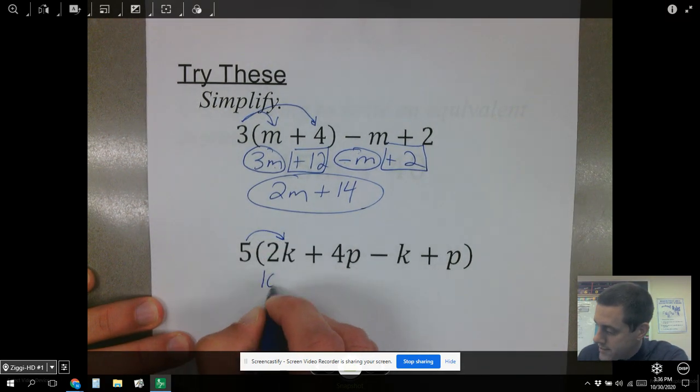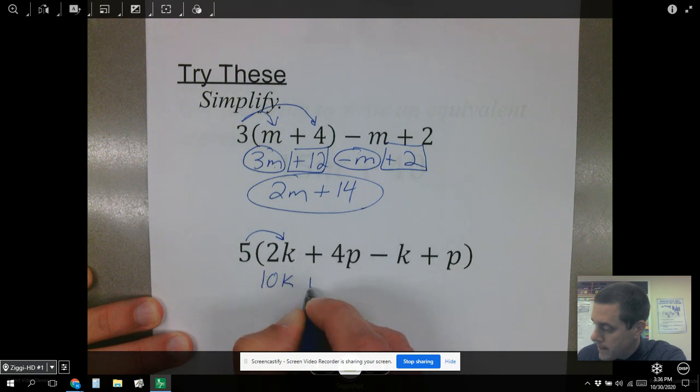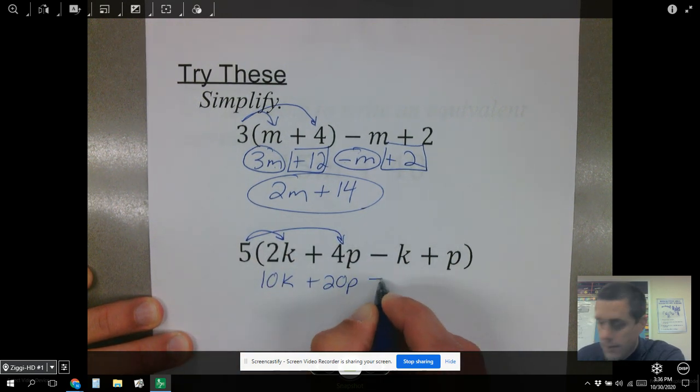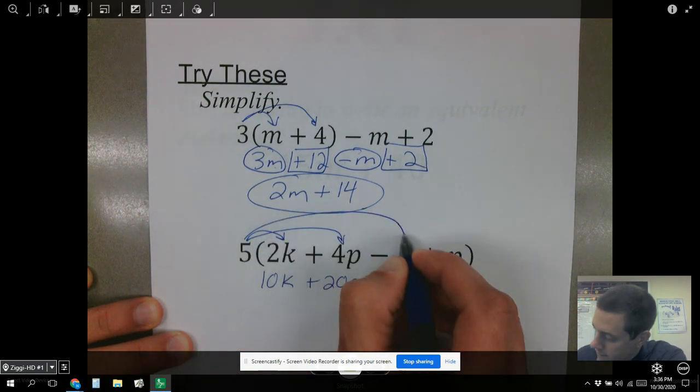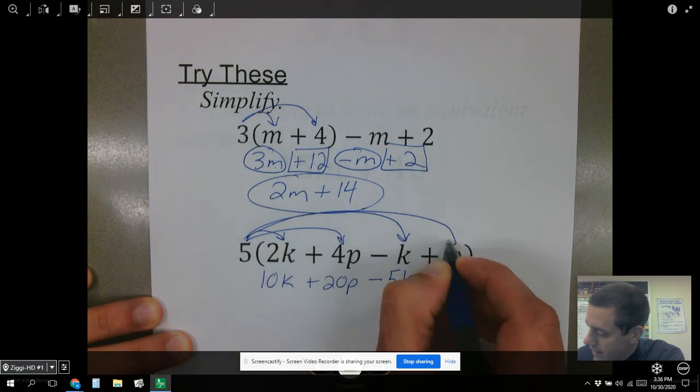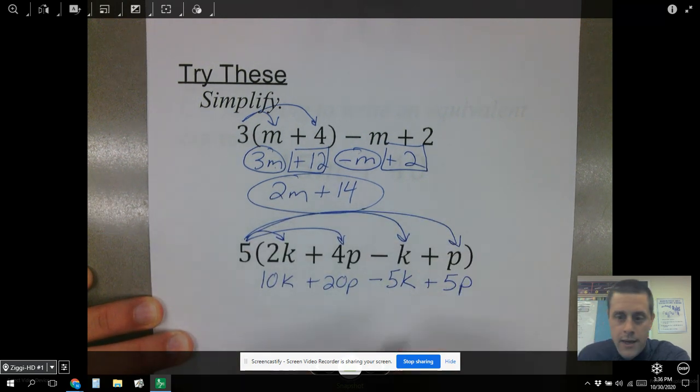5 times 2k is 10k. Drop my plus sign. 5 times 4p is 20p. Drop my minus sign. 5 times k is 5k. Drop my plus sign. And 5 times p is 5p.